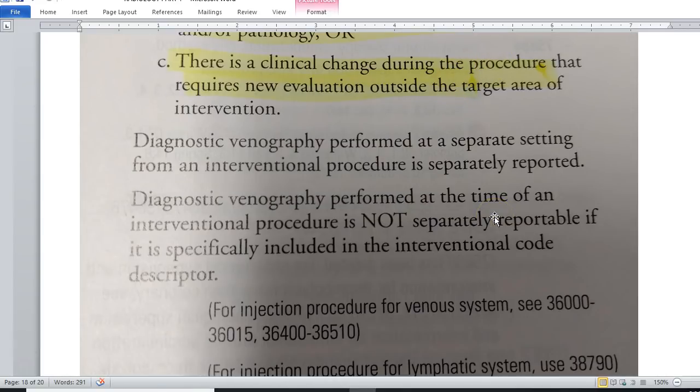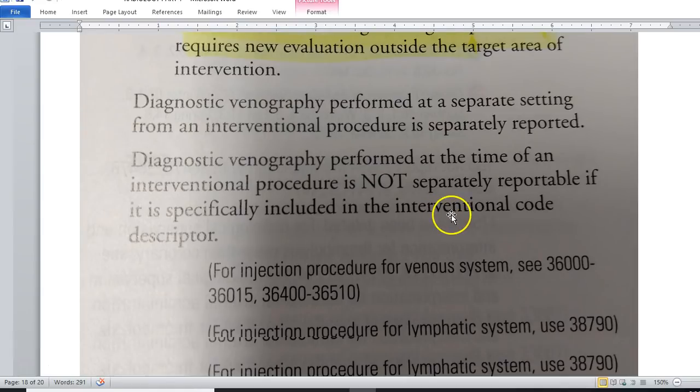And then it goes on to remind us that diagnostic venography performed at a separate setting from an interventional procedure is separately reported. And diagnostic venography performed at the time of an interventional procedure is not separately reported if it is specifically included in the interventional code descriptor, which for most of the interventional codes, it is included. So again, be careful. Remember, cardiology is in 3 parts. It's in surgery, it's in radiology, it's in medicine. Always make sure you've gone back to your guidelines to know what is included in those procedures.